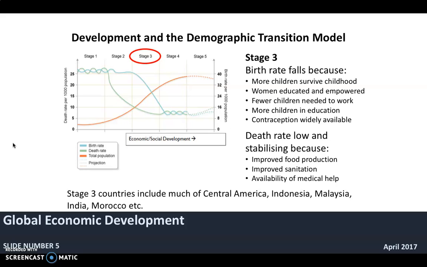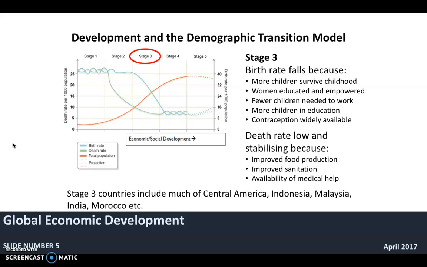Stage 3. Here, you can see again that the death rate is continuing to fall, but one of the key things in this stage is a real drop in birth rate. You can see there it's really diving downwards, and population continues to increase. So what's the reason for a drop in birth rate?